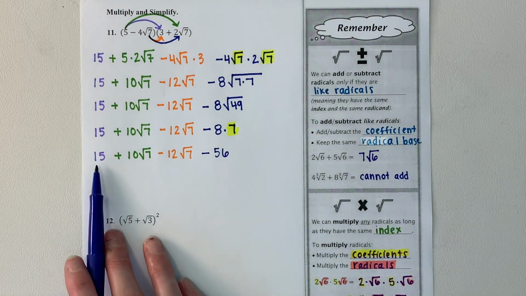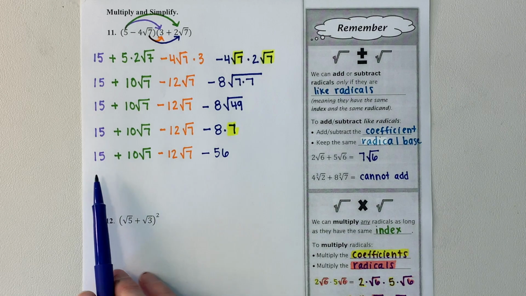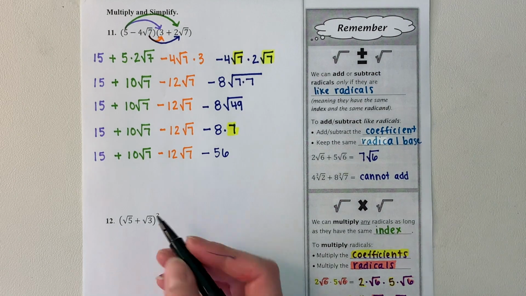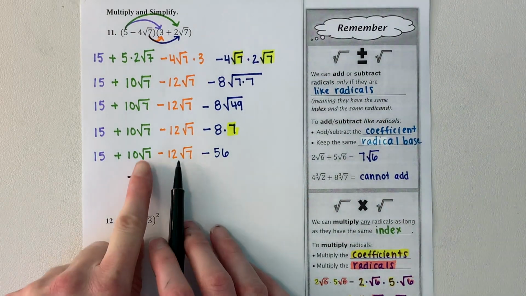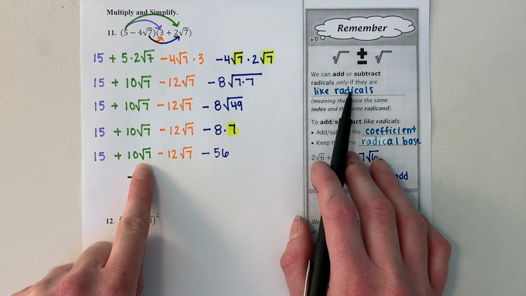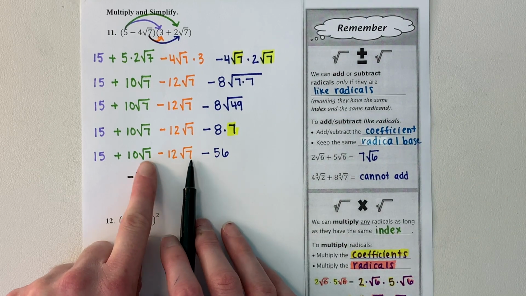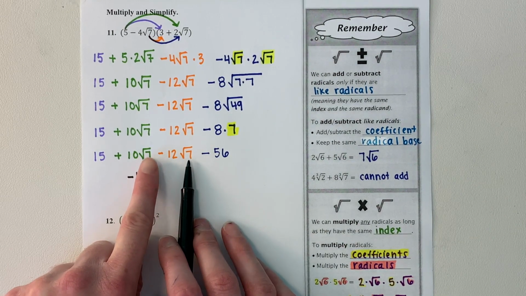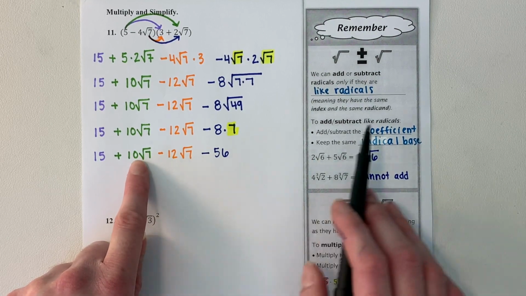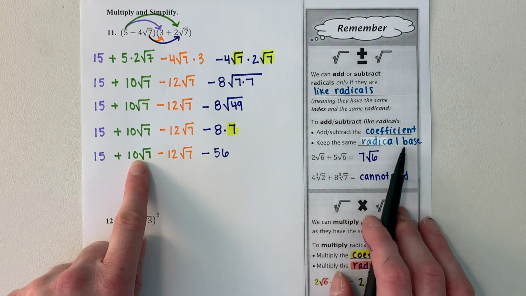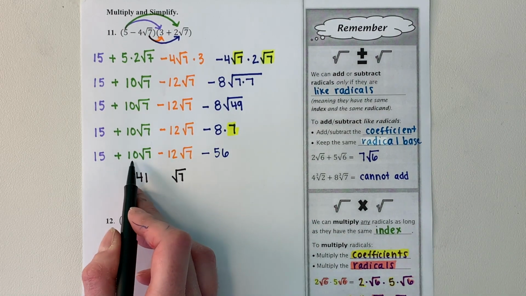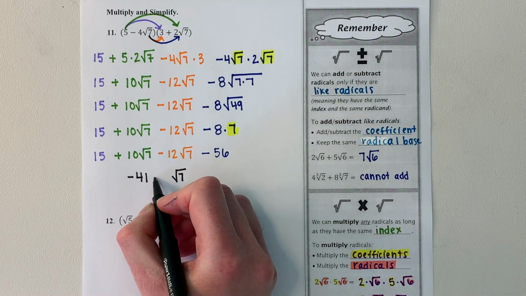Now, I've been focusing on simplifying each individual term, but now let's look at the expression as a whole. To start, we can take 15 minus 56 to get -41. And now, can we subtract these radicals? Well, you can only add or subtract radicals if they are like radicals. These are like radicals since they have identical radical bases, the square root of 7. So we can subtract these like radicals, and to add or subtract like radicals, you add or subtract the coefficients and keep the same radical base. So we'll keep the radical base, which is the square root of 7, and we'll take the coefficient 10 minus the coefficient 12 to get -2.